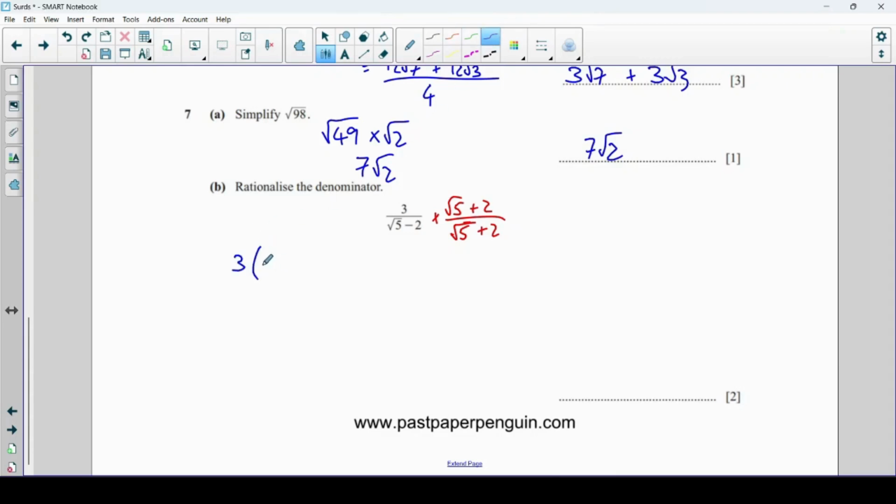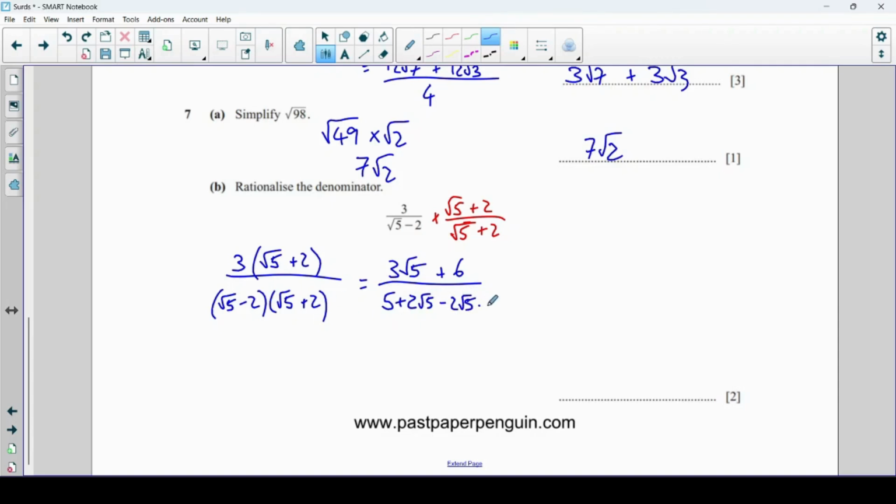So on the top, 3 brackets root 5 plus 2. And on the bottom, root 5 minus 2 times root 5 plus 2. If we expand the top, we get 3 root 5, and then 3 times 2 is 6. On the bottom, root 5 times root 5 is root 25, or just 5. The outsides, plus 2 root 5. The insides, minus 2 root 5. And then minus 2 times 2, which is 4. The middle terms disappear. So we get 3 root 5 plus 6 on the top. And on the bottom, 5 take away 4 is 1. So that's 3 root 5 plus 6.